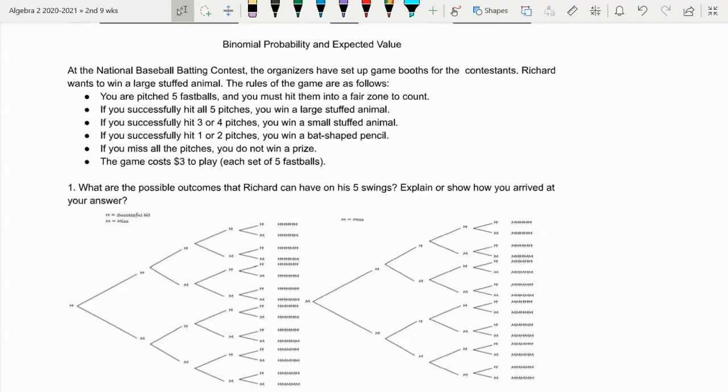All right, class. So today we're going to look at binomial probability and expected value. At the national baseball batting contest, the organizers have set up game booths for the contestants. Richard wants to win a large stuffed animal. The rules of the game are as follows.